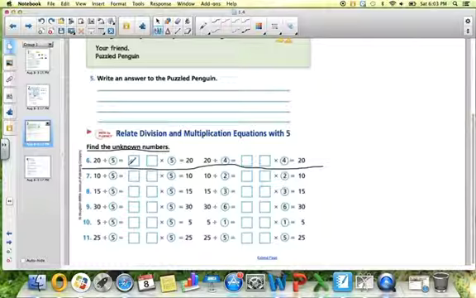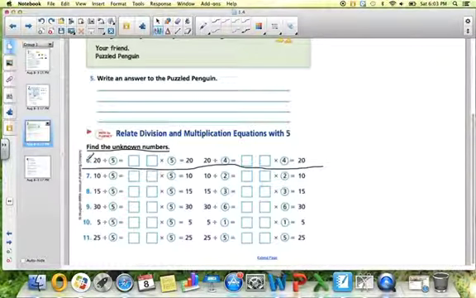Well, so we have the quotient divided by a dividend, and we need to know the dividend, and the divisor.